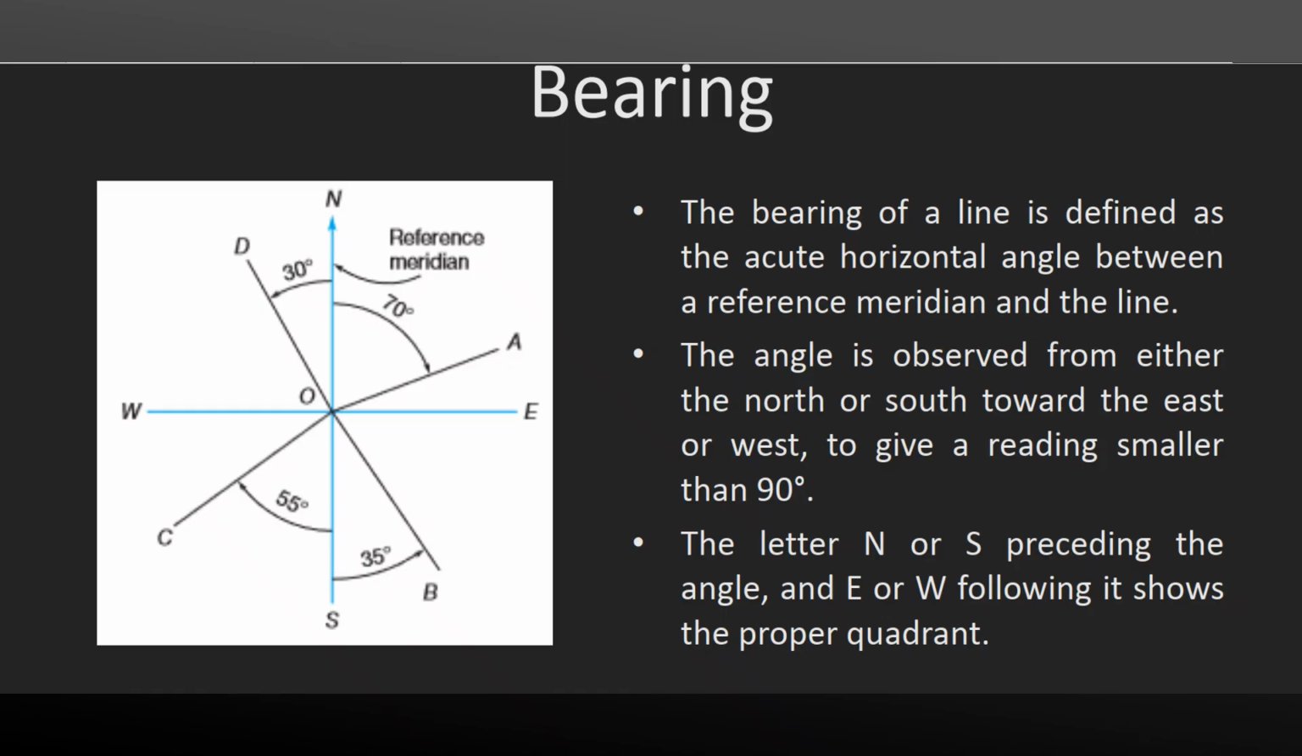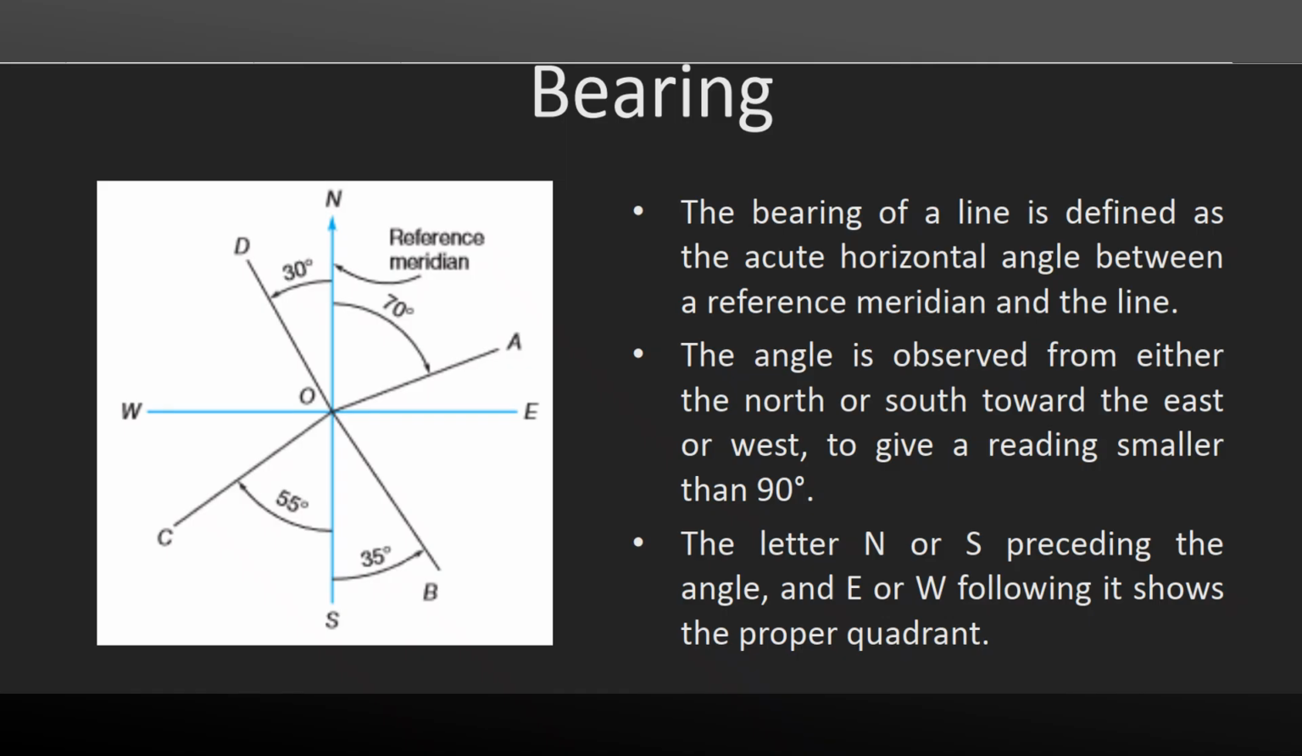When measuring a bearing, the angle is always measured from either the north or south direction toward either the east or west. Again, when measuring a bearing, the angle is measured from either the north or south direction toward either the east or west. The angle is selected so that the resulting value is always less than 90 degrees. So the angle should be an acute angle.